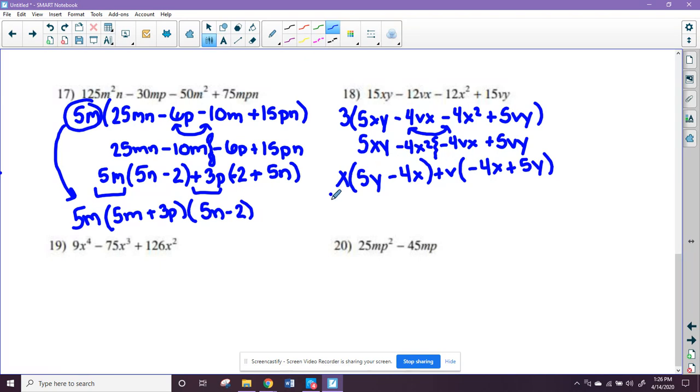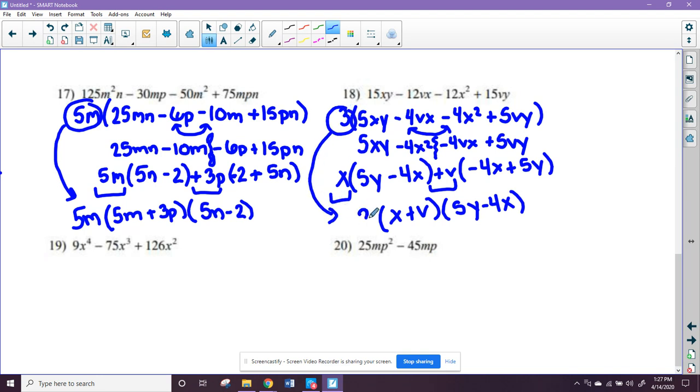So we rewrite the outside, x plus v. And then we rewrite one of the parentheses, 5y minus 4x. And then we are not done here. We have to bring down our greatest common factor at the end. So 3 times. And there you go.